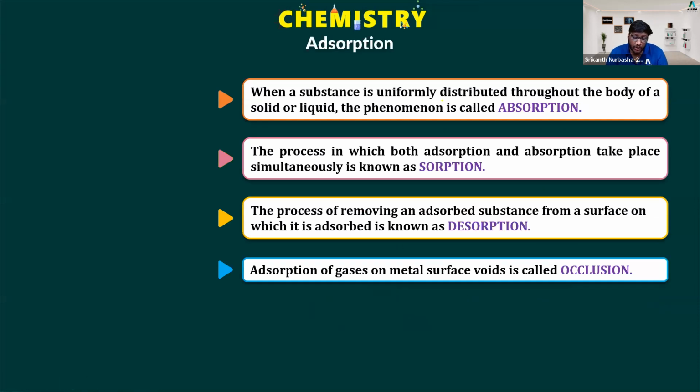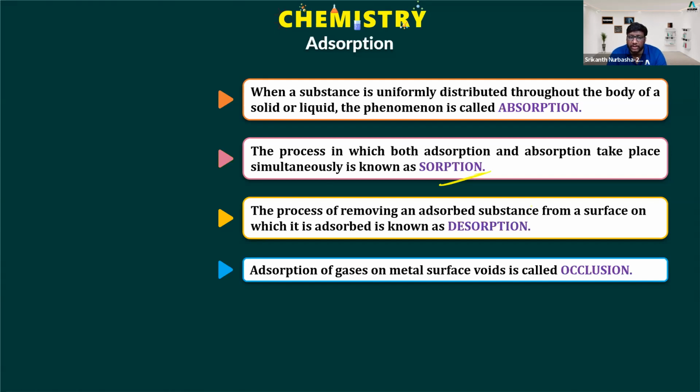When a substance is uniformly distributed throughout the body of a solid or liquid, the phenomenon is called absorption. Absorption means uniform distribution is there. The process in which adsorption and absorption take place simultaneously, adsorption happening, absorption is also happening, is said to be sorption.